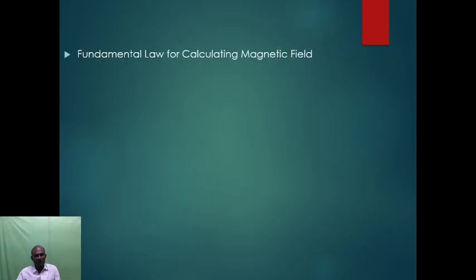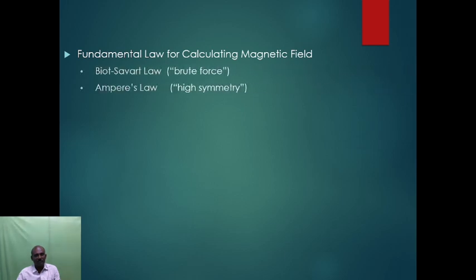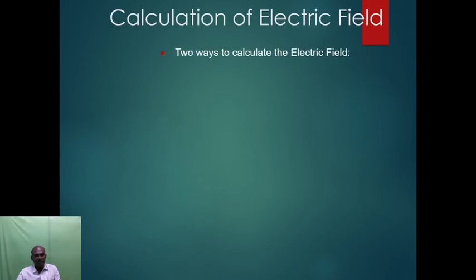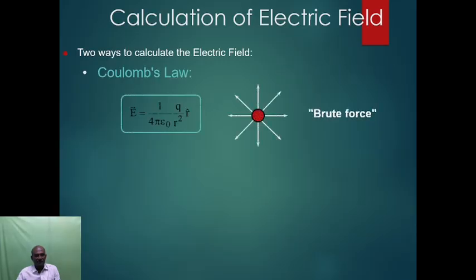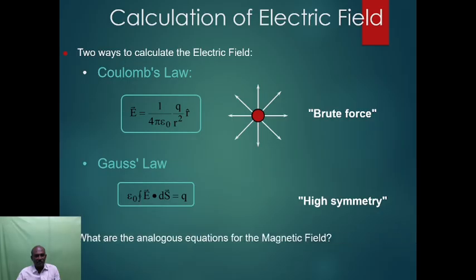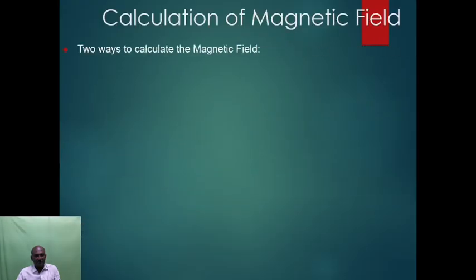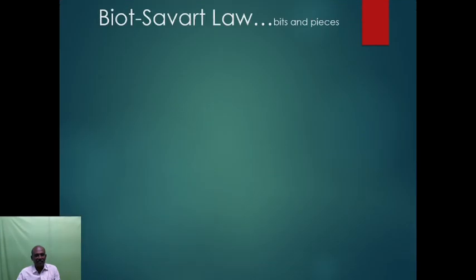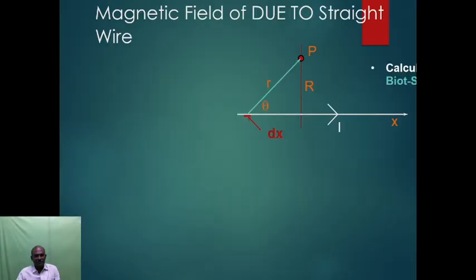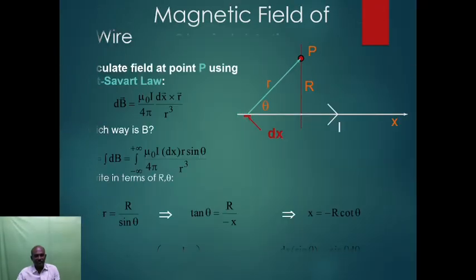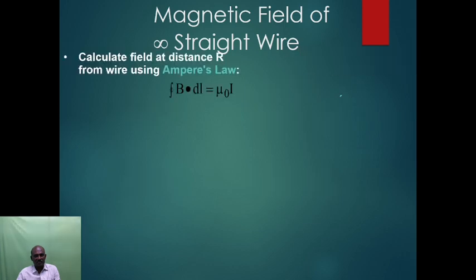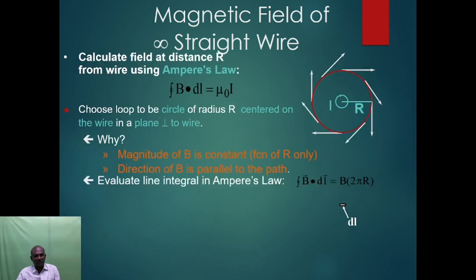It's a fundamental law for calculating magnetic field. So like Coulomb's law, and Gauss law for high symmetry. So like finding the electric field using Coulomb's law, here we are using the Dr.S.Rajasekaran law for magnetic field calculations. For any type of conductors, linear, circular, we can find the magnetic field using this law.